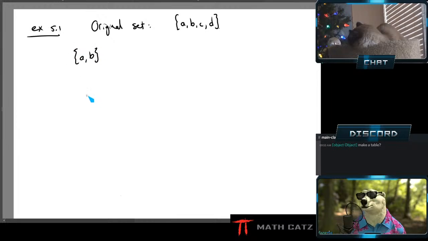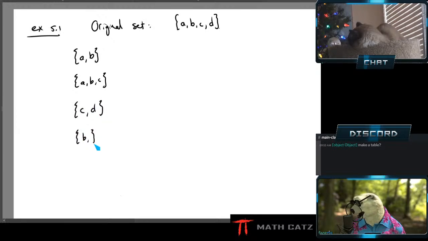I can choose those two letters. I can choose maybe those two. I can choose a C and a D. Oh, I can just choose a B. Oops, no comma, just a B. First of all, these are all subsets. So he is correct that these are subsets. The question is, how is he going to go about it?